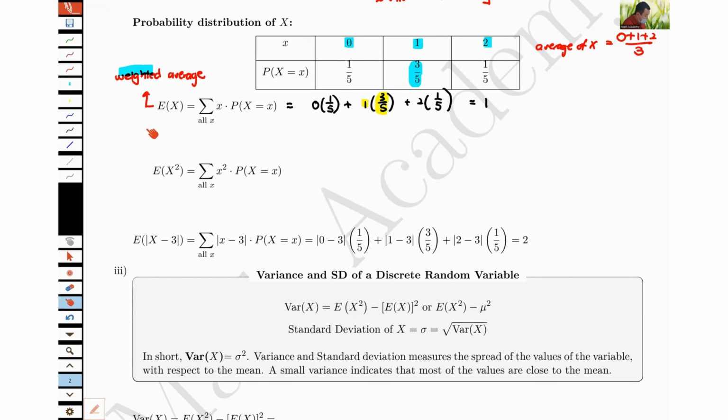Then they may change the variable. So it can also be, say, x squared. If it's x squared inside, it means that you are trying to find the average of x squared value. It's not x anymore. You're going to square each of the x values. So the only difference is, instead of x, you will see an x squared appearing. Probability is unchanged. You keep the same probability. So this will look like 0 squared times 1/5, 1 squared times 3/5, and then 2 squared times 1/5, which will give me this number 1.4.